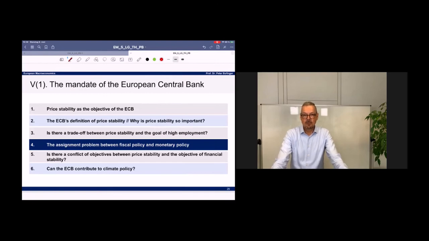But one can, of course, ask the question, is this an adequate assignment? Is it not also possible or even necessary that the government is also responsible for inflation? And if the government and the central bank are responsible for inflation, how do we then design the division of labor? This is often addressed as the so-called assignment problem in macroeconomic policy. Who is in charge of inflation and of output stabilization?